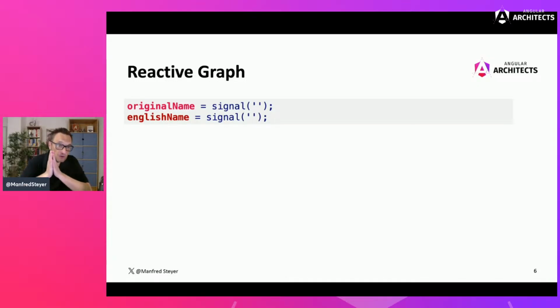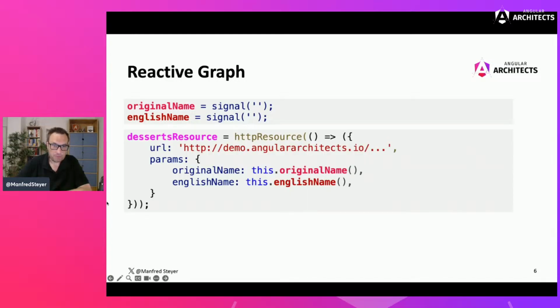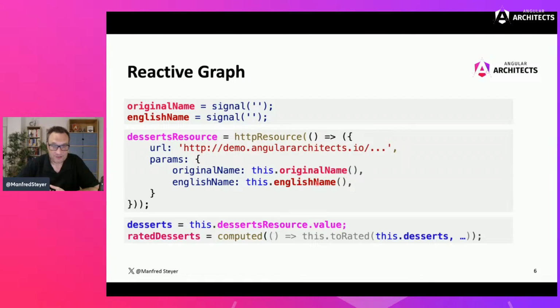So here we have an original name and an English name. And both represent a marble that is going in here into our desert resource, which is an HTTP resource fetching data from this URL. For this, we need to pass some parameters. The parameters are sent over. Then the API behind this URL is fetching some data. And eventually, the data is sent back using a value.